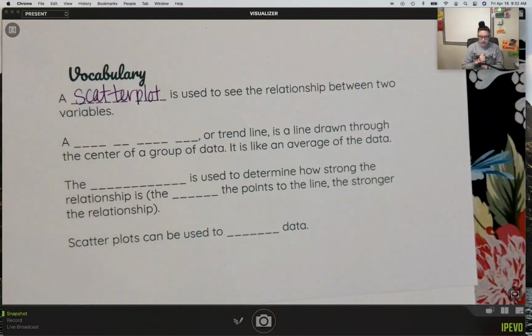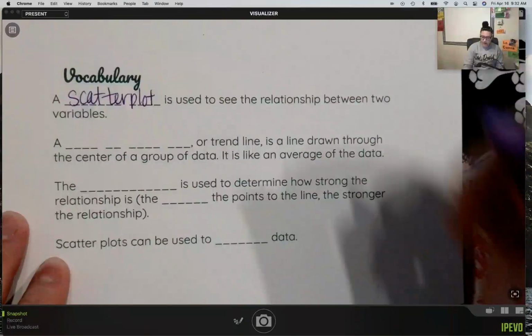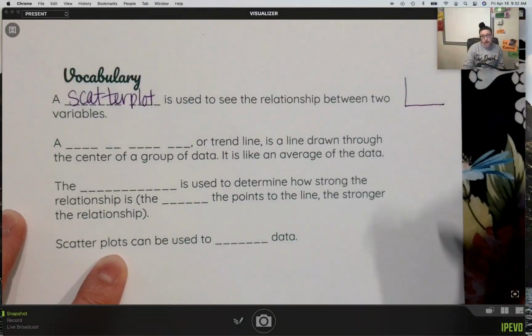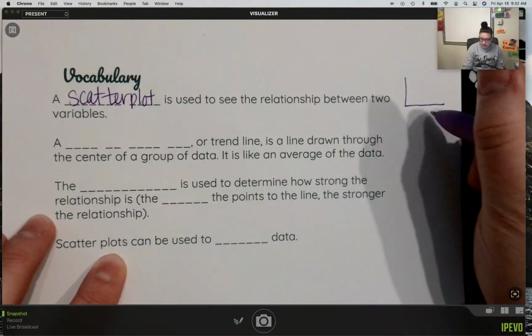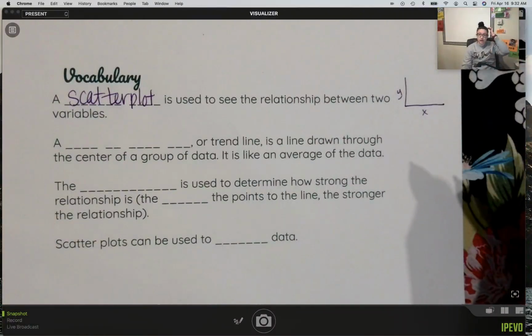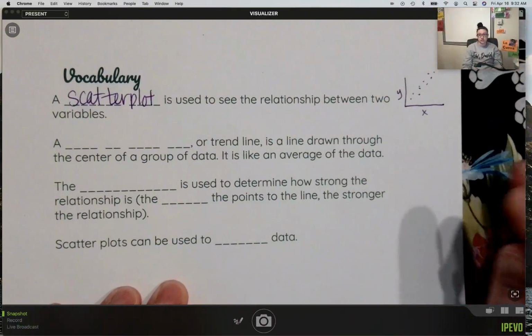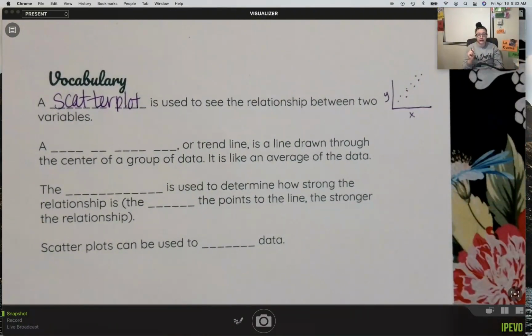is used to see the relationship between two variables. When we compare two variables, we put them on a graph. So what you're going to see is you've got your x or your independent value, your y or your dependent value, and you're just going to see lots of little dots that are put on that graph.